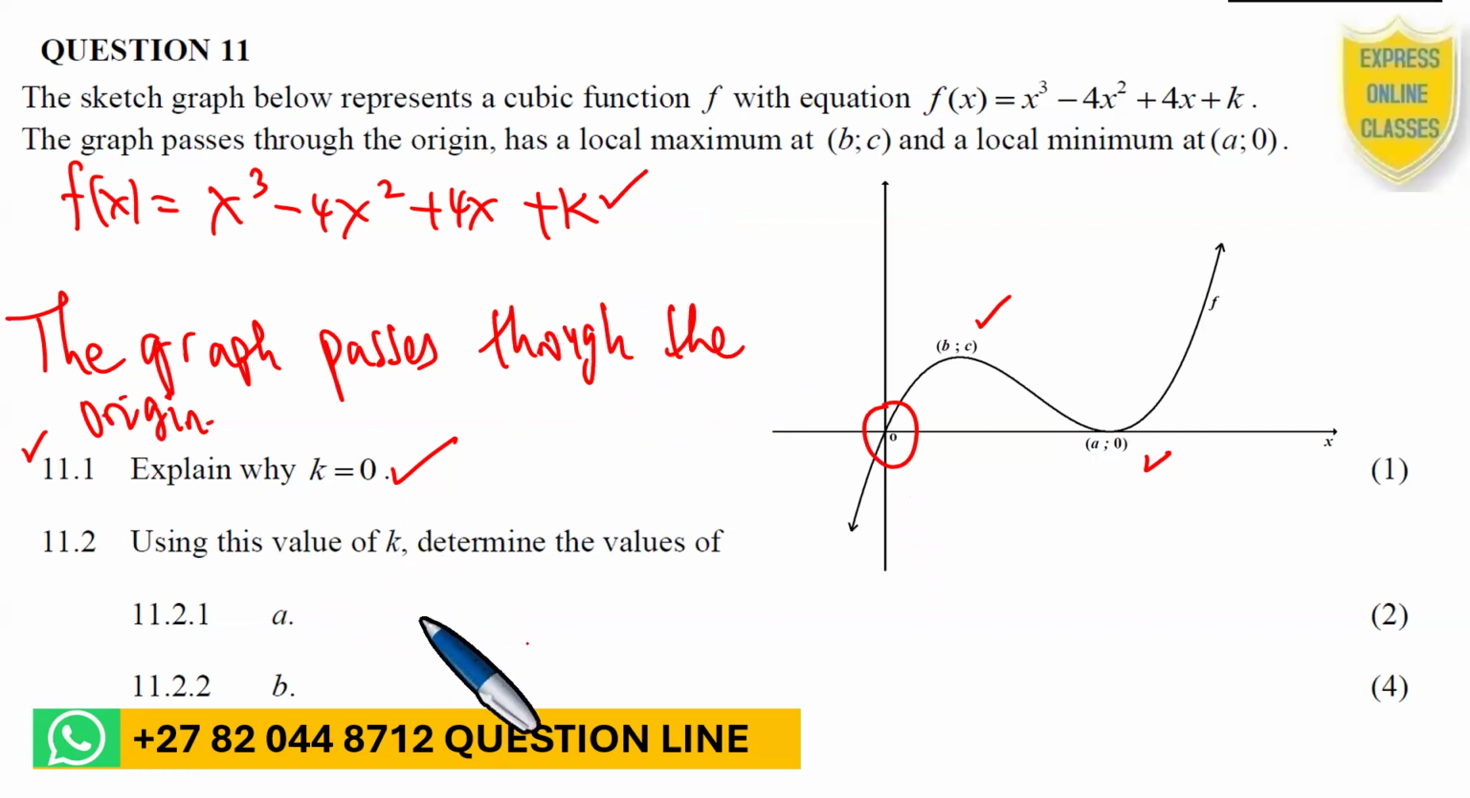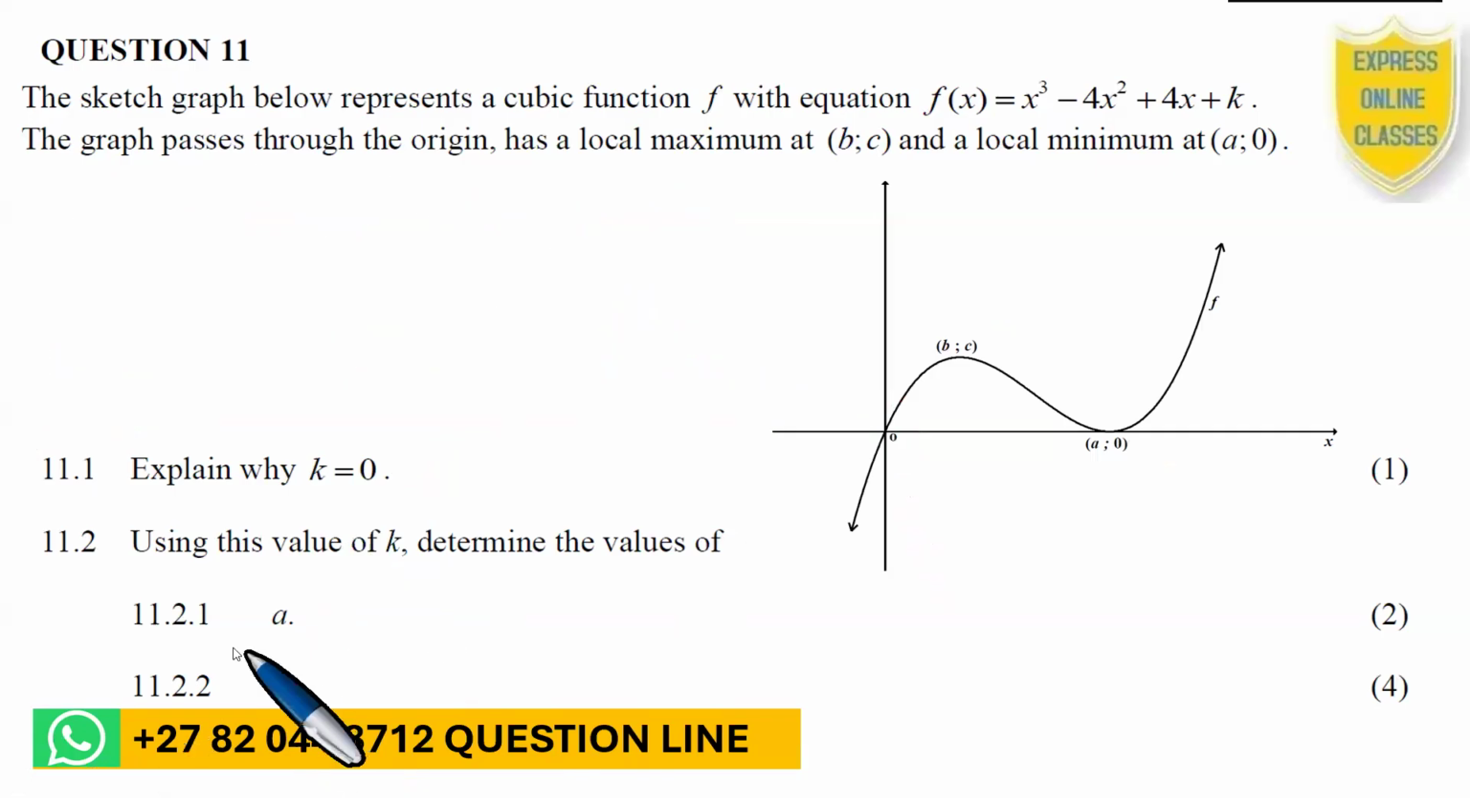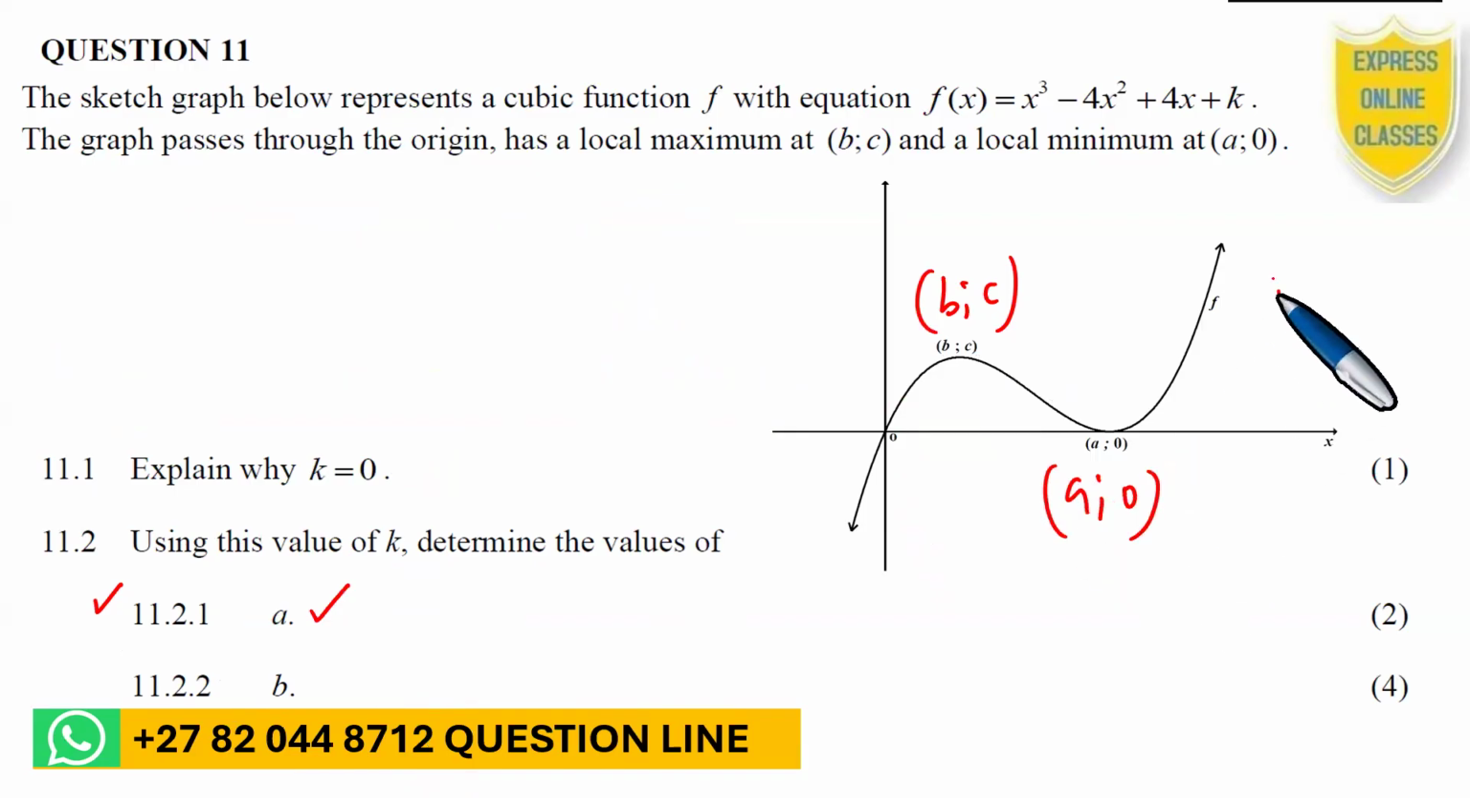Use this value of k to determine the values of a and b. Right, so now they're saying k equals 0. Let us find the numerical value of a. This is b and c, that point. This is a and 0. This is f, and this is the graph. Using this value of k, determine the values of a.